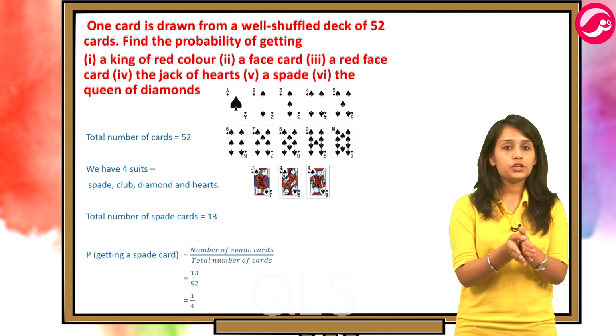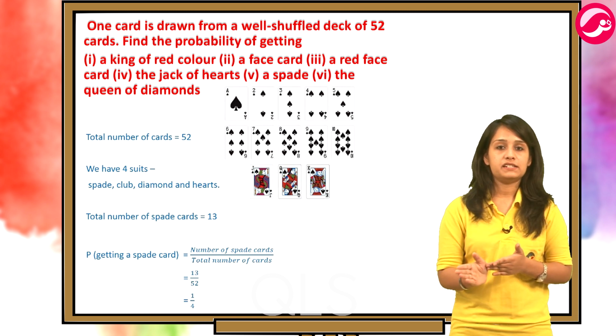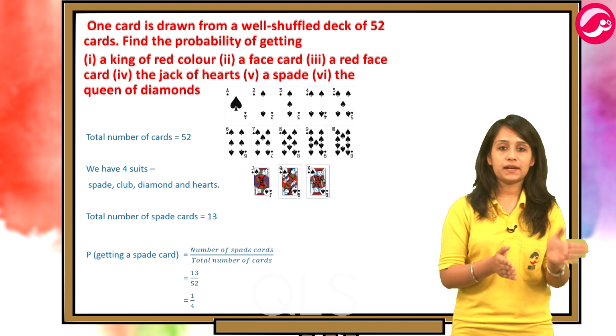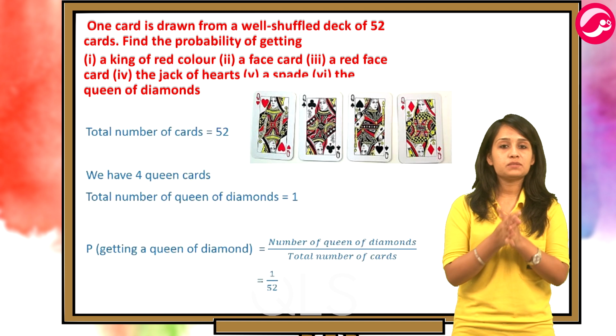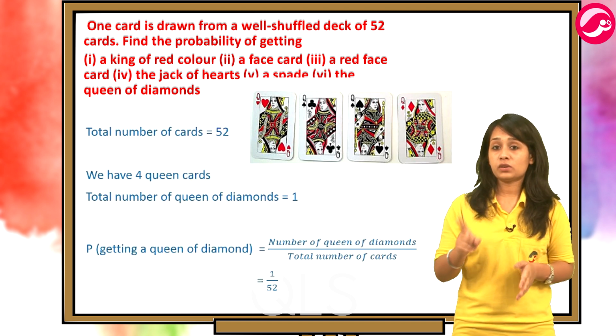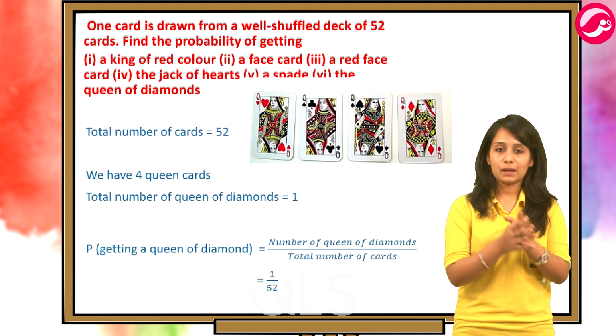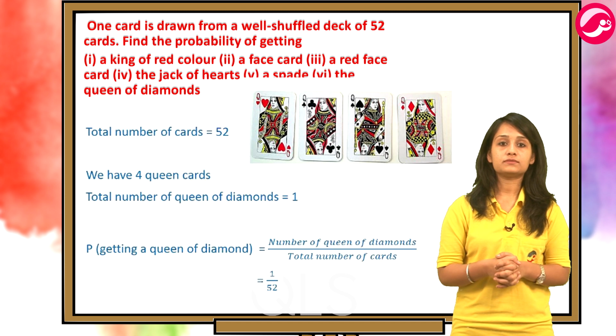Now what is the probability of getting a spade? As there are a total of 13 cards of spades, the probability of getting a spade will be 13 by 52, which is 1 by 4. And what is the probability of getting the queen of diamonds? Now again there is just one queen of diamonds. So the probability of getting the queen of diamonds will be 1 by 52.